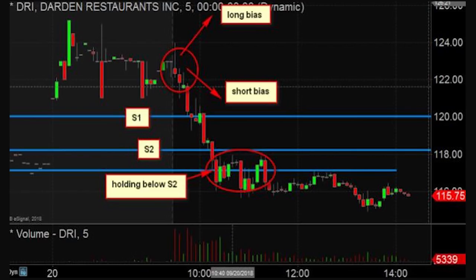This is really your first action point. So if you shorted on the open, if your entry was 122 and it flushed down into the 120 area, which was S1 on our sheet, if it started to hold there, this is a spot to potentially take some risk off before you see a consolidation below that support.